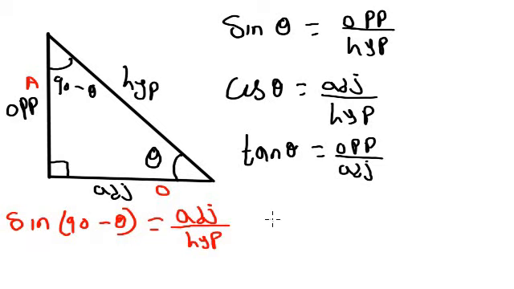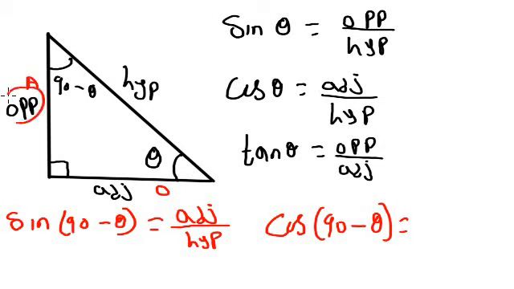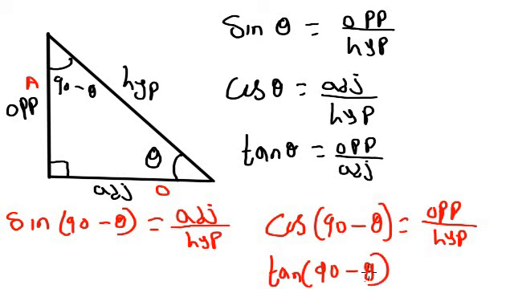Perfect. Now what about cos 90 minus theta? Cos is adjacent over hypotenuse. The adjacent is OPP and the hypotenuse still remains unchanged. That will be OPP divided by HYP. And lastly, tan 90 minus theta. Tan is opposite over adjacent. So this is the opposite and this is the adjacent. Therefore, tan 90 minus theta will result in ADJ divided by OPP.